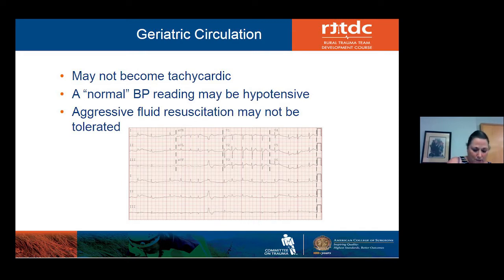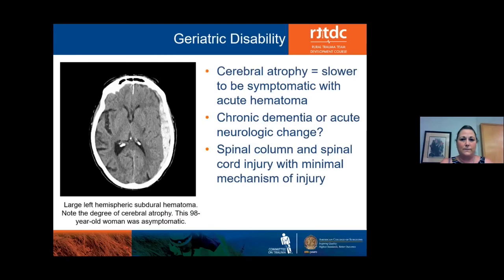Aggressive fluid resuscitation may not always be tolerated in these patients. So with these patients, you have to give a little bit of fluid and see how that works for them. Giving a full liter of fluid in a person who has a history of congestive heart failure is going to put them into more pulmonary compromise as the fluid backs up, and it's also going to precipitate a CHF exacerbation. So when you do fluid resuscitation, make sure that you're doing small amounts at a time to make sure that you're not overloading the patient.